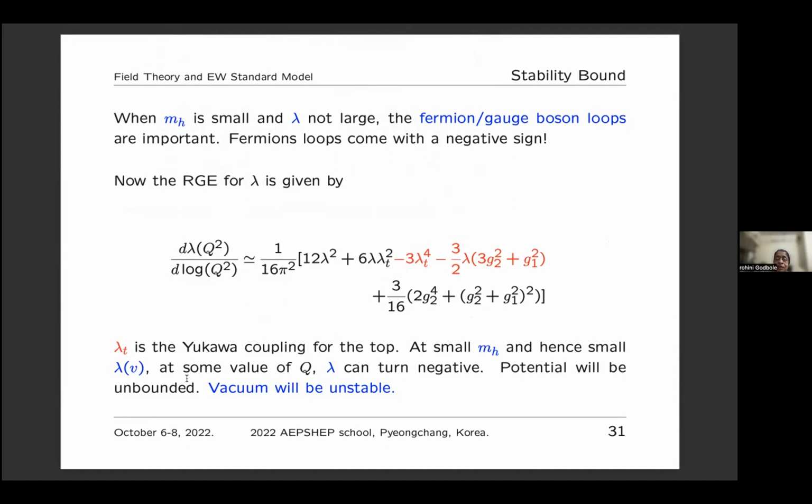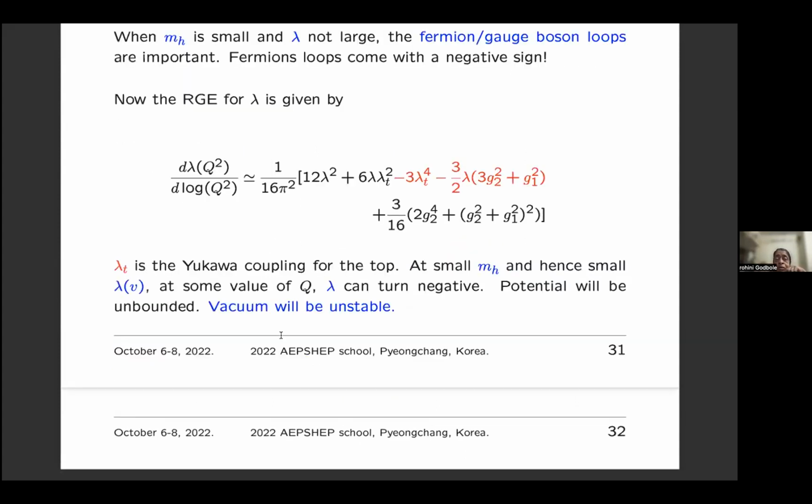At small mh and small lambda, at some value of q, you can see here that lambda can actually turn negative because these contributions are becoming large. And if lambda is small, lambda t fourth is actually dominating everything, and the potential can become unbounded, and the vacuum will become unstable. Actually, this was something that was first shown by Linde and Weinberg.